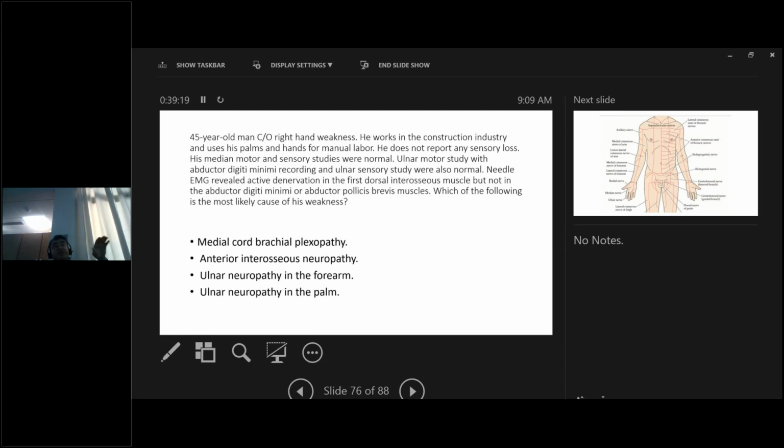The last question is very difficult. It's not very difficult, but it's at a neurophysiology level. Many of the questions are simple and at the neurology resident level. Some of them are at the neurophysiology level.